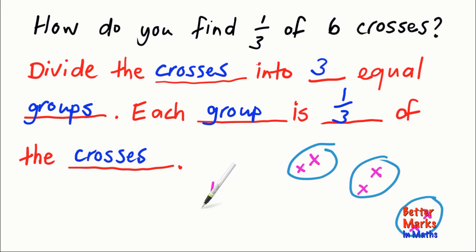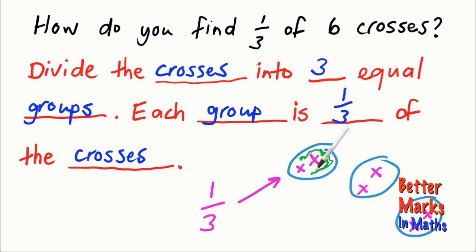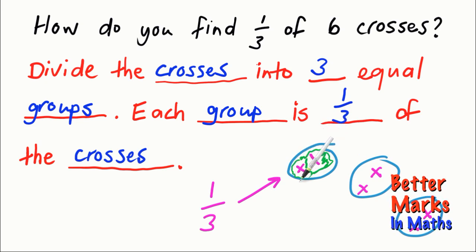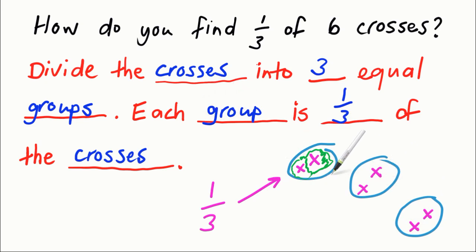So what I want to do to show the 1/3 is just point to one of those groups and color it in with another color to show that it's been colored in, and there's my 1/3 of the crosses. Now I could have pointed to this group or that group, it wouldn't matter. Any of the groups, or each group, is 1/3 of the crosses. However, I just want you to point to one of the groups to show that you know what 1/3 of the crosses is. Alright, so that's how I want you to do the exercise that you're going to download.